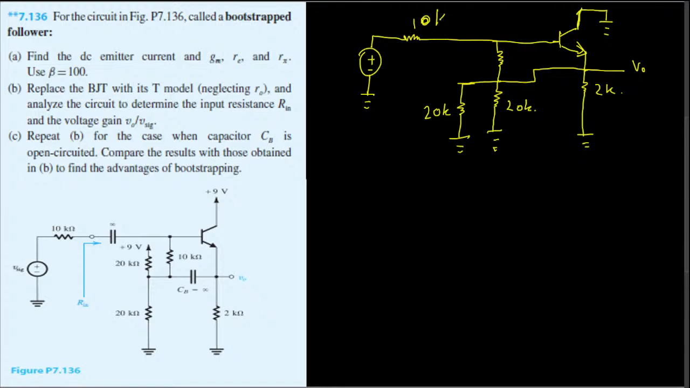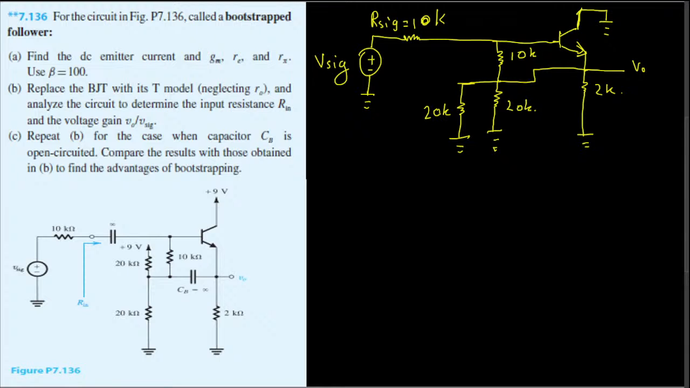And this one is 10k right here, and this one is 10k right here. Other than that, nothing else to worry about. This one is called vsig after we open this, and this one is called vsig. And this is how the circuit is going to look. Now we can go ahead and simplify this circuit further by looking at the parallel resistance.